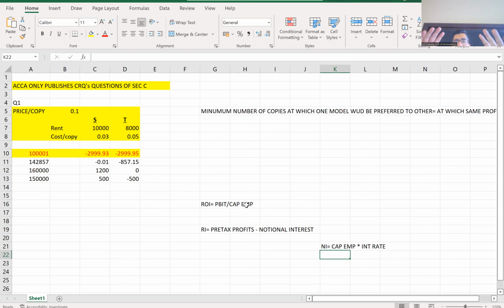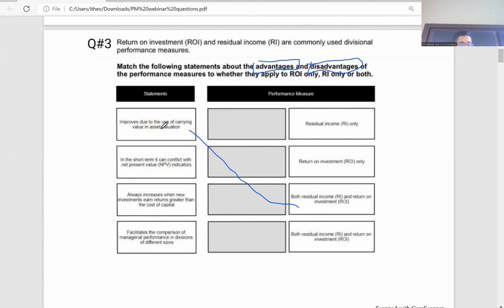If you use carrying value, the net book value, assets keep on getting older and depreciate, so the net book value goes down. Capital employed, assets less liabilities, goes down. So the capital employed denominator goes down and ROI increases. Capital employed into interest rate means the notional interest goes down, which increases RI. So this statement applies not just to ROI, but to ROI and RI both.